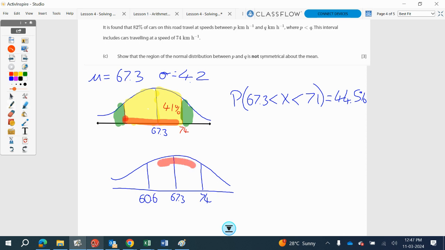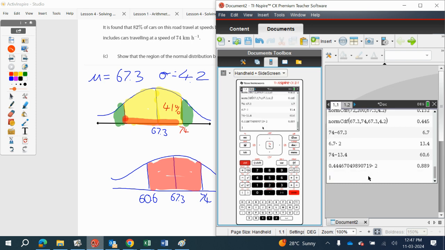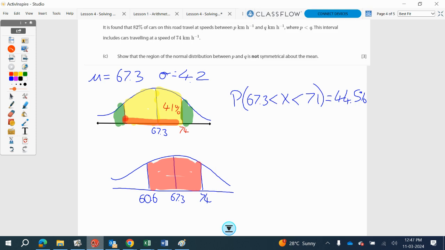Now this area is too big. This area is going to be that value times 2. 88.9%. That's the smallest possible area that can be made to include 74 and still be symmetrical around the mean. And that's bigger than 82. So that's not possible.